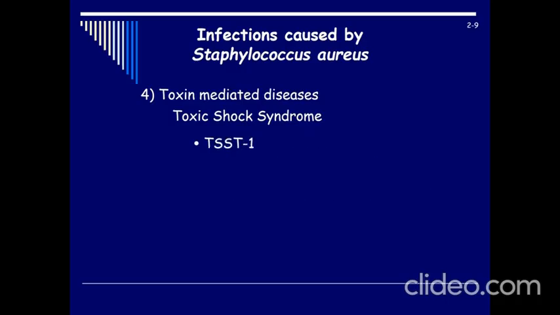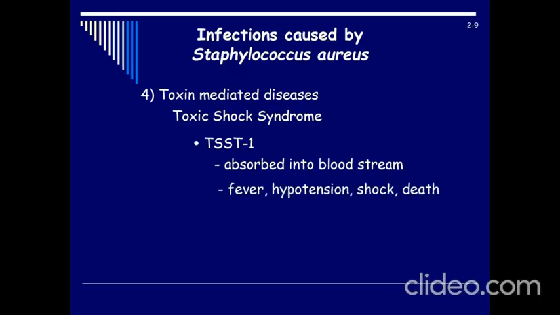Now, the specific toxin in this case was TSST-1, Toxic Shock Syndrome Toxin 1. And this would get absorbed into the bloodstream. When it would get absorbed into the bloodstream, the toxin would trigger fever, hypotension, shock, and, like I said, in some cases, death.